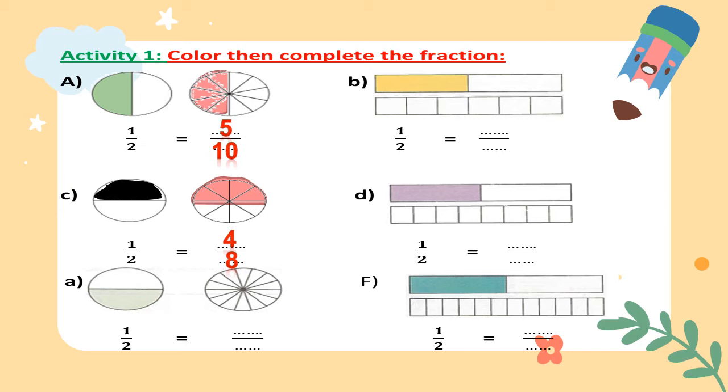Okay? And the next question, also half, but how many parts I will color here? Let's see. 1, 2, 3, 4, 5, 6, 7. 7 over what? Over the total parts are 14. So 1/2 equals 7/14. And this is the idea of equal fractions. We can have different numerator and different denominator, but the fraction is equal.